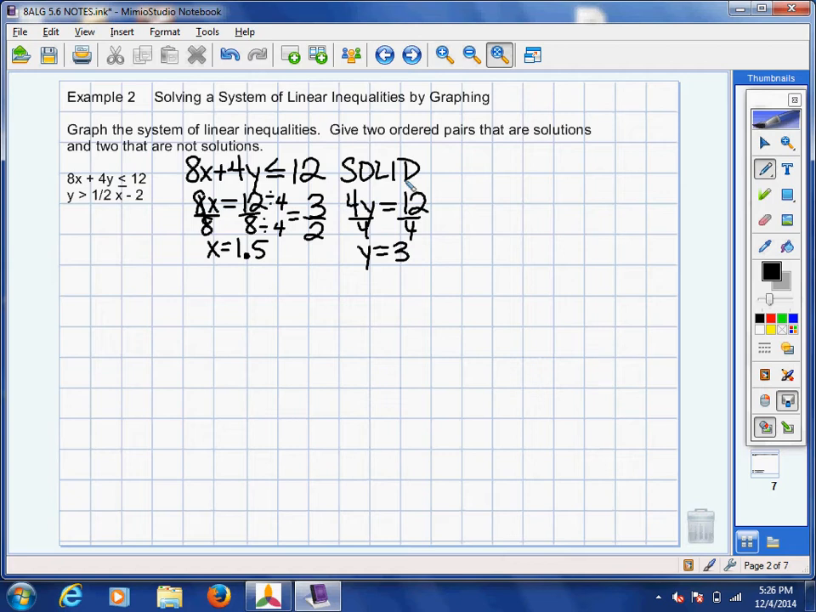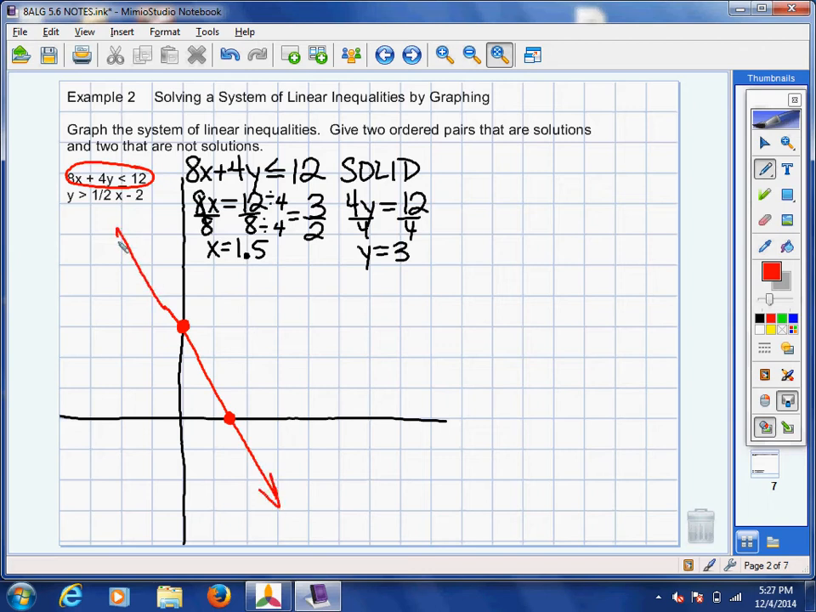So let's get that started. I'm going to come down here, and let's make sure I've got plenty of room to draw this. Here we go. Looks great. And I'm going to change colors, and this would be a good time for you to change colors as well. I'm going to circle this first equation in red to remind me that that's the equation I'm working with. And so I'm going to find 1.5 on the x-axis. There it is. Estimate that halfway between 1 and 2. And find positive 3 on the y-axis. And then make sure you draw your solid line.